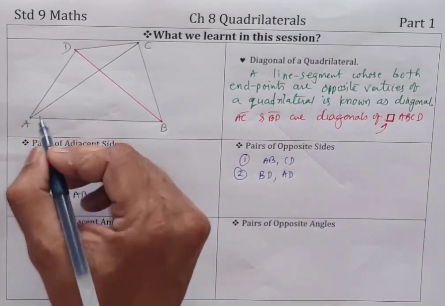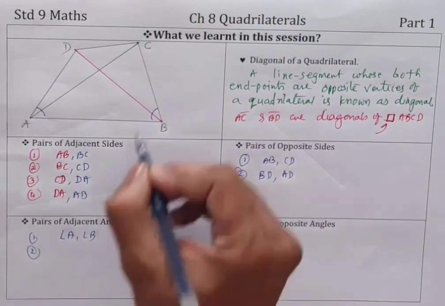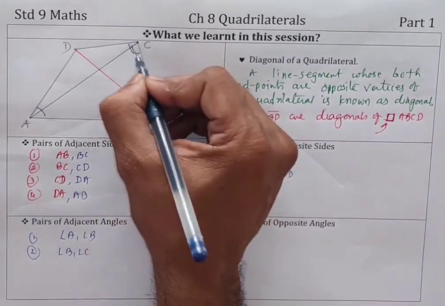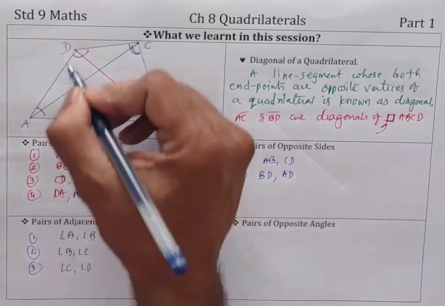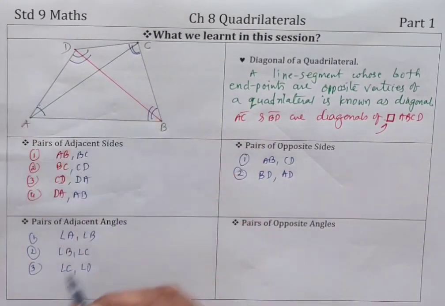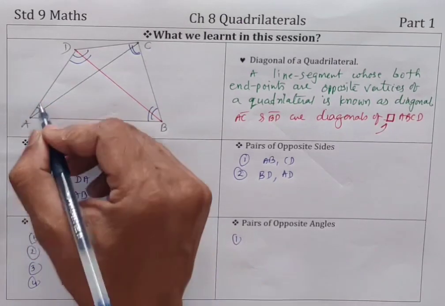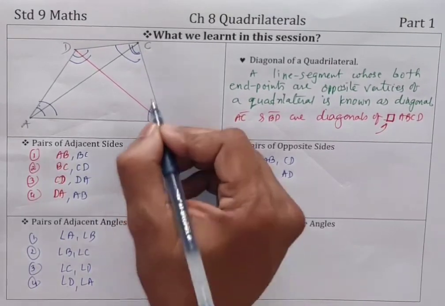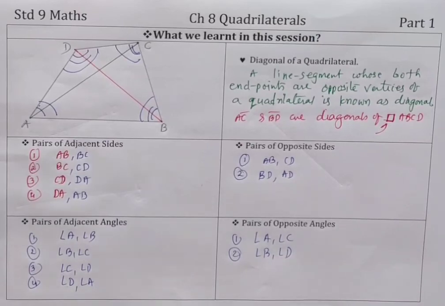Here, now adjacent angles: angle A और angle B, second, angle B और angle C, then angle C और angle D, and angle D and angle A. So 4 pairs of adjacent angles. Opposite angles: angle A and angle C, they are opposite pairs. Second, angle B and angle D. So we learned this. Okay.